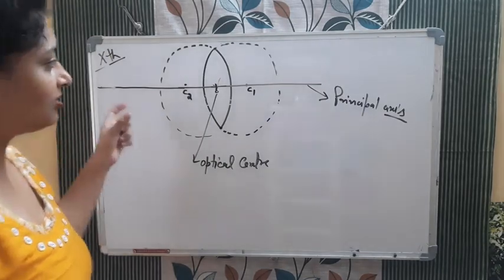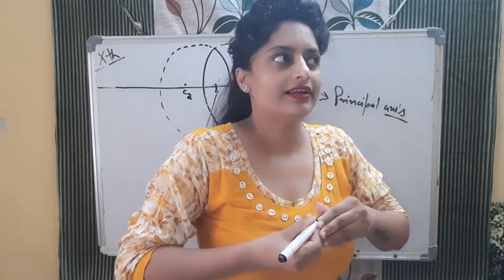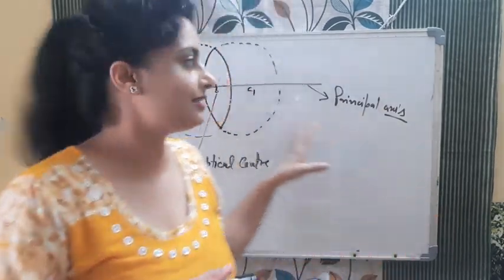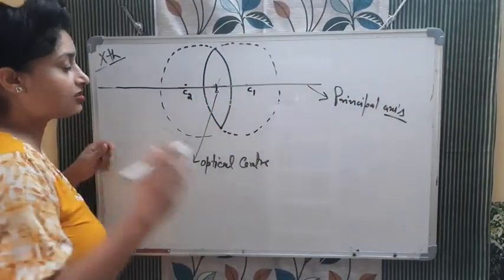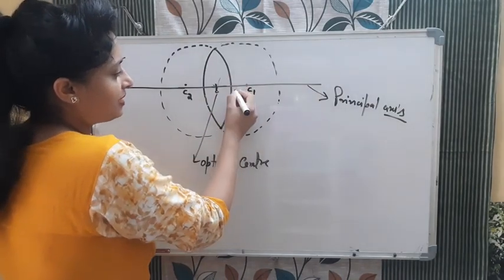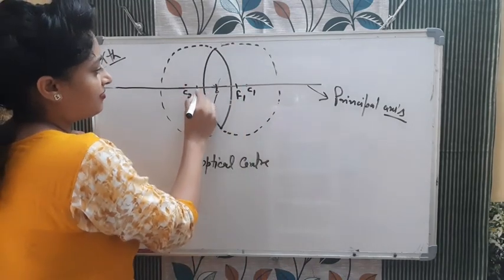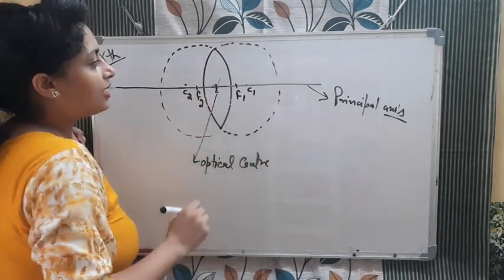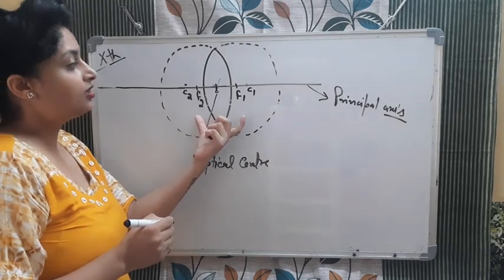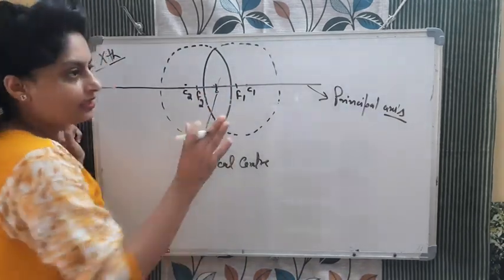Other than that, there will be two foci. In case of the mirror, there was only one focus, but here there are two foci in this case, and in the concave case also. One due to this, for example, f1 if I am considering, and one due to this, f2 if I consider. So f1 and f2 are the two foci here.